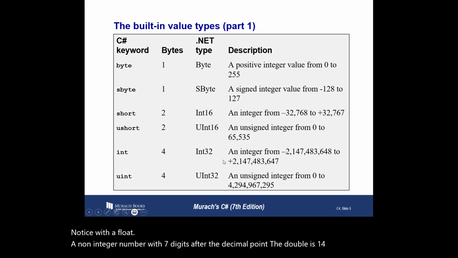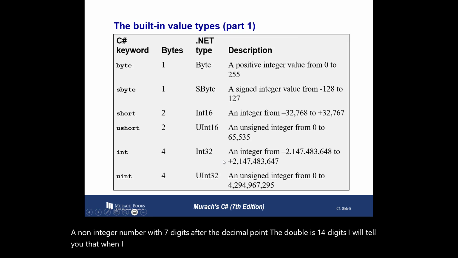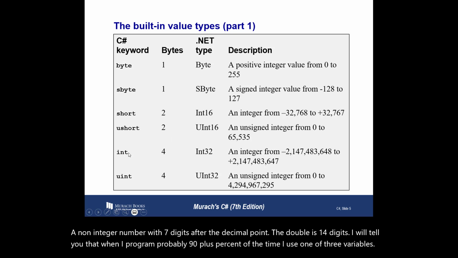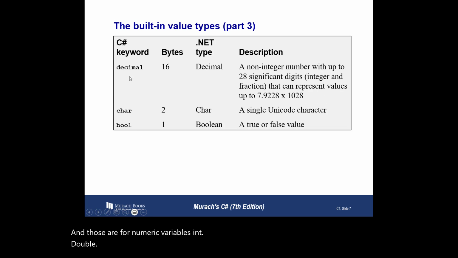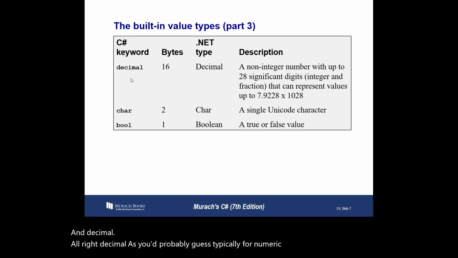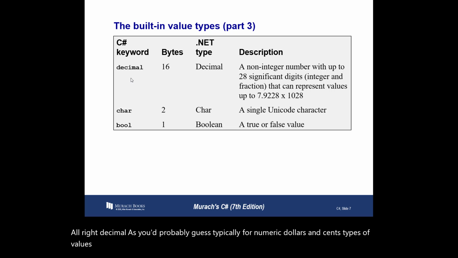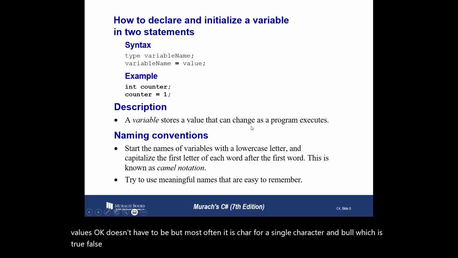I will tell you that when I program, probably 90+% of the time, I use one of three variables, and those for numeric variables are int, double, and decimal. Decimal, as you'd probably guess, is typically for numeric dollars and cents types of values. It doesn't have to be, but most often it is. Char is for a single character, and bool is true or false. Now, if you say you don't know a bunch of those, again, that's what we're going to be working on in here all semester.